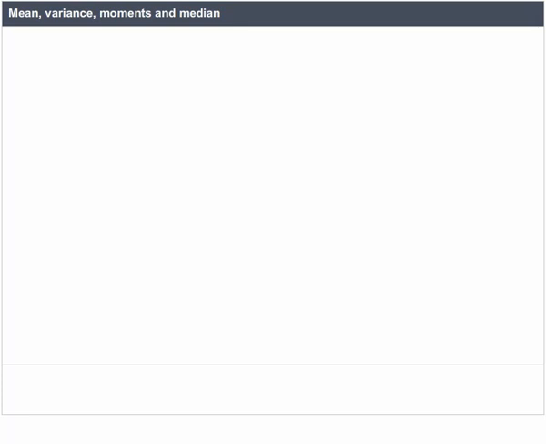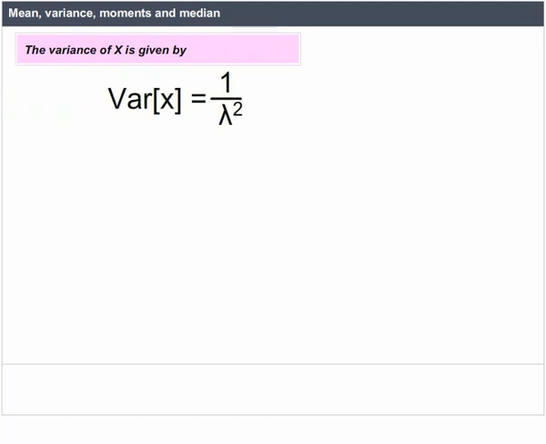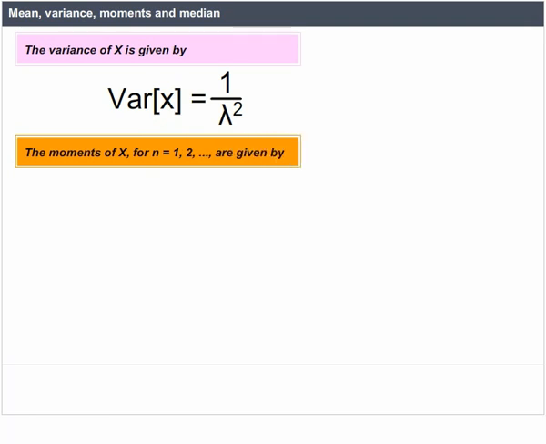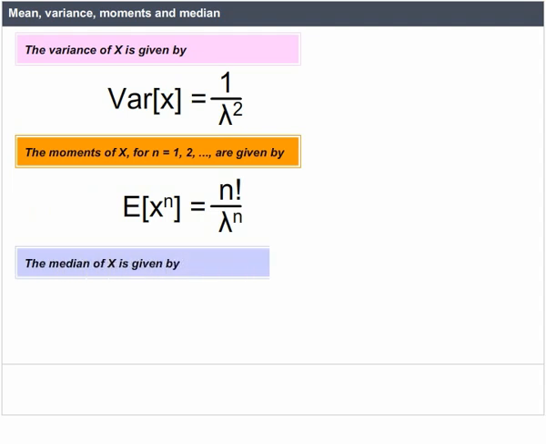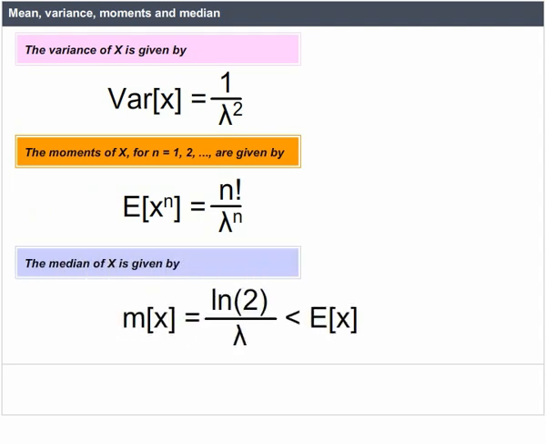Mean, variance, moments and median. The variance of X is given by variance of X equal to 1 by lambda square. The moments of X for n equal to 1, 2, etc. are given by expectation of X power n equal to n factorial divided by lambda power n. The median of X is given by M of X equal to ln of 2 divided by lambda, which is less than the expectation of X.